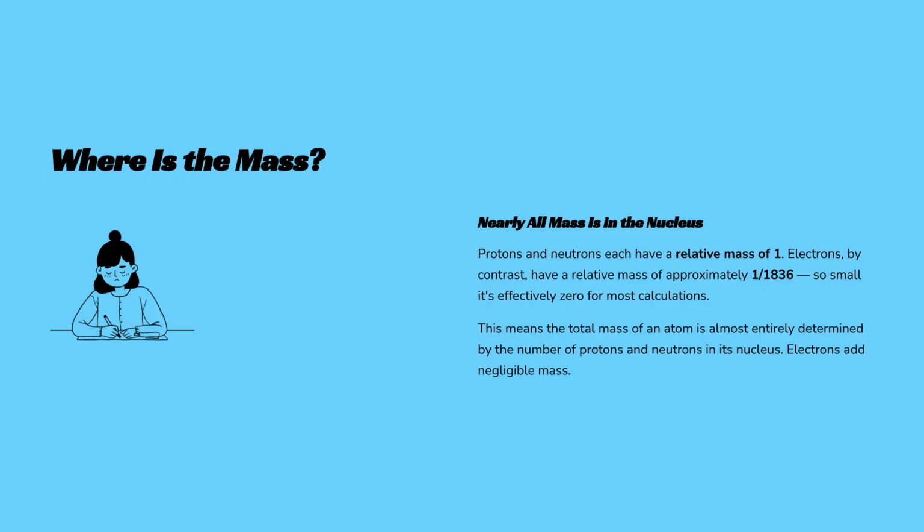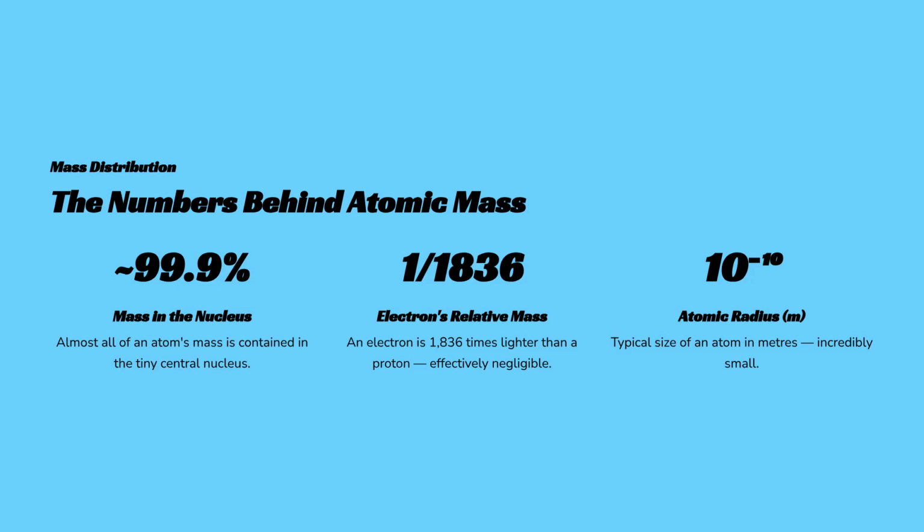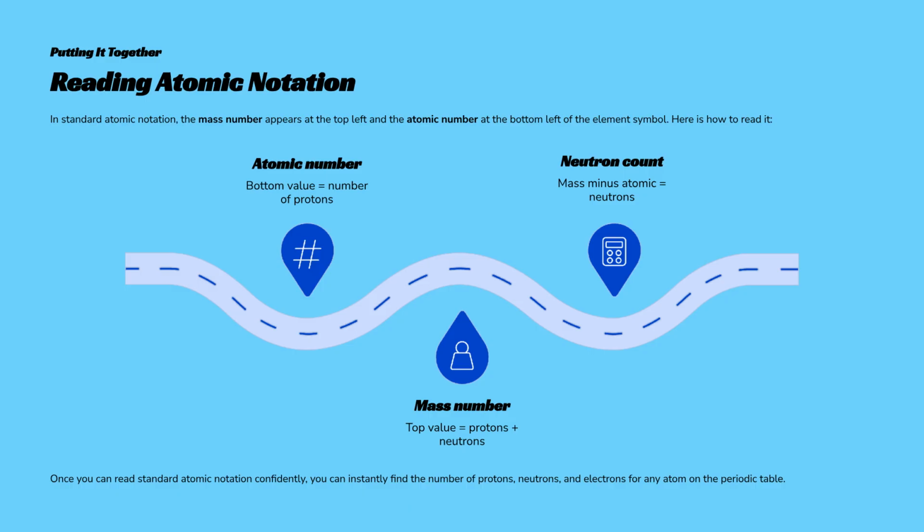Protons and neutrons each have a relative mass of 1, while an electron's mass is so tiny, it is practically 0. To put the scale into perspective, over 99.9% of an atom's mass is found in the nucleus. Electrons are nearly 2,000 times lighter than a proton, and atoms themselves are unimaginably small. Atomic notation tells us everything we need to know.